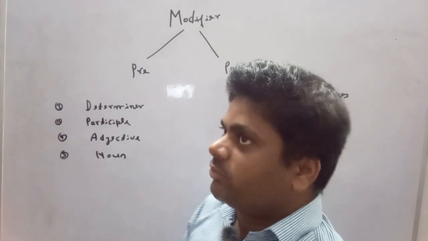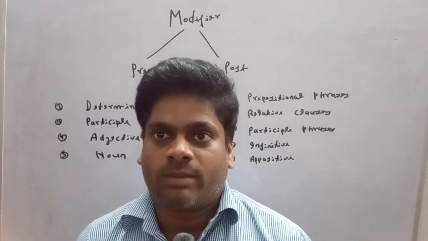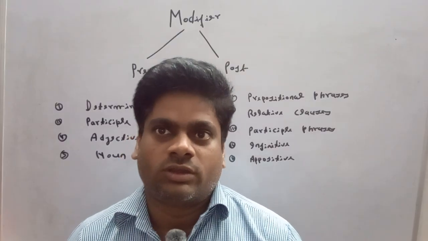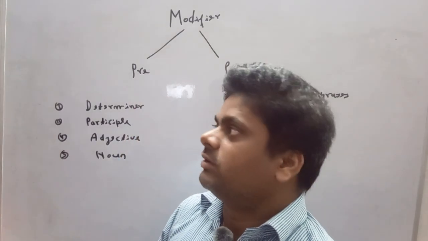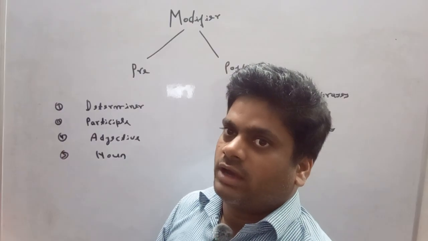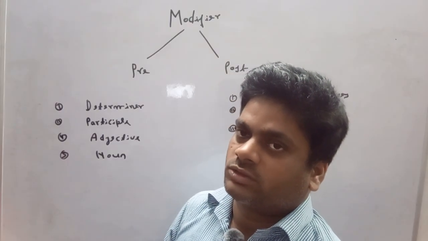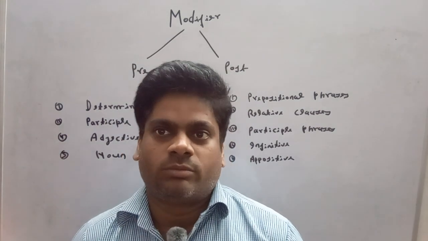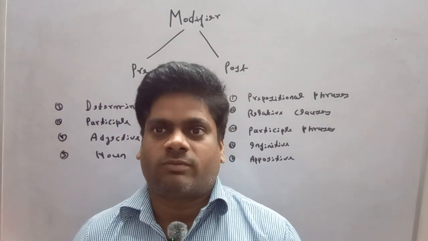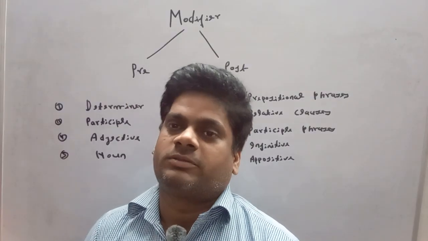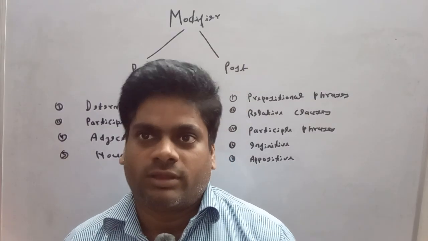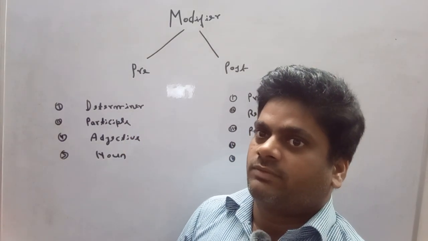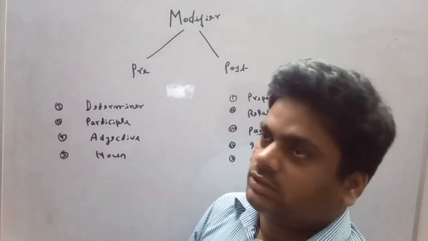Basically there are two types of modifiers, pre-modifiers and post-modifiers. Pre-modifiers are those modifiers which appear before a noun, and post-modifiers are those modifiers which are supposed to appear after a noun. Basically both types of modifiers modify nouns. If they appear before the noun, they can modify it. If they appear after a noun, they can modify it.